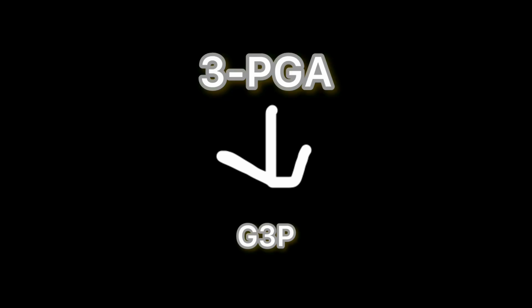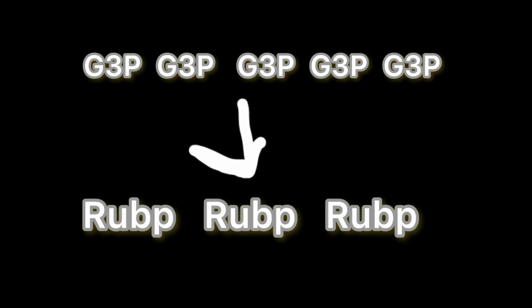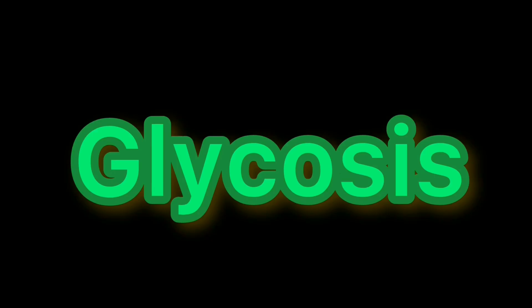After this, the 3-PGAs are converted into glyceraldehyde 3-phosphate, or G3P. Next, 5 of the G3P molecules rearrange into 3 molecules of 5-carbon RuBP. The next step, glycolysis, takes place inside of all cells, animal and plant. Glycolysis takes place inside the cytosol of all cells.